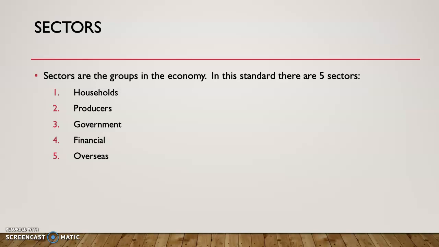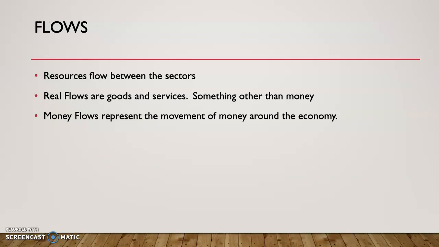Alrighty, we're looking at how different groups of the economy work together. We call those sectors. There are 5 sectors that we are looking at the moment: the households, producers, government, financial and overseas. We will go through households and producers today and come back to the others, and once you've got those ones sorted in your minds.